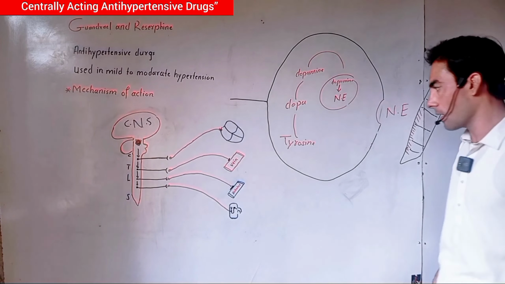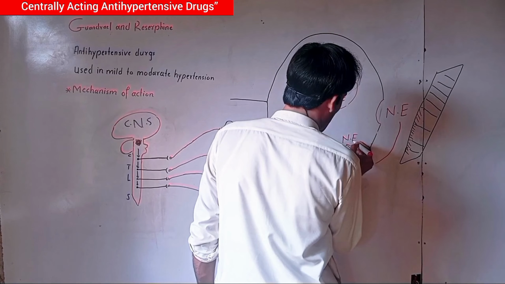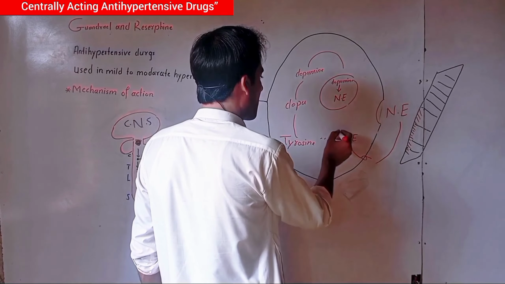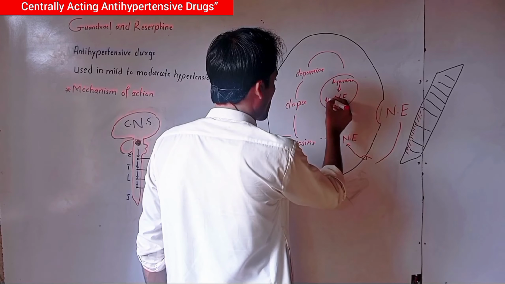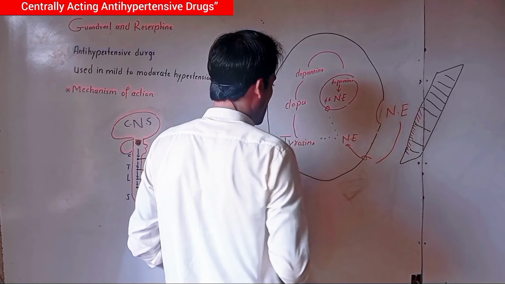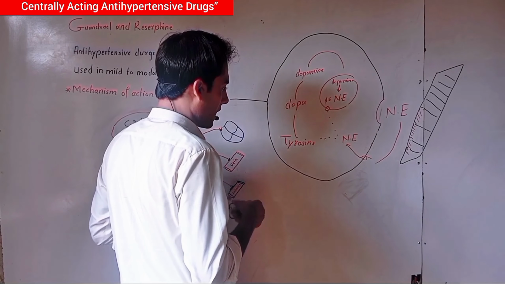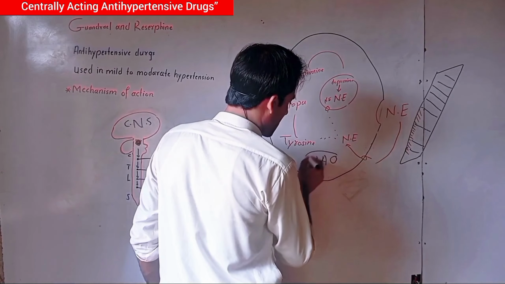Now, when norepinephrine performs its function, it comes back and enters the nerve ending. Within the nerve ending, some remains outside and some enters back into the vesicle. The norepinephrine which remains outside the vesicle is destroyed by the monoamine oxidase enzyme.